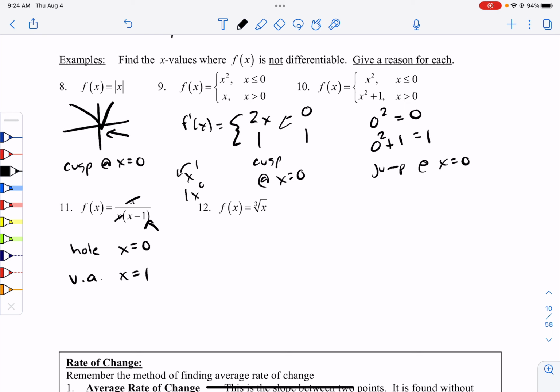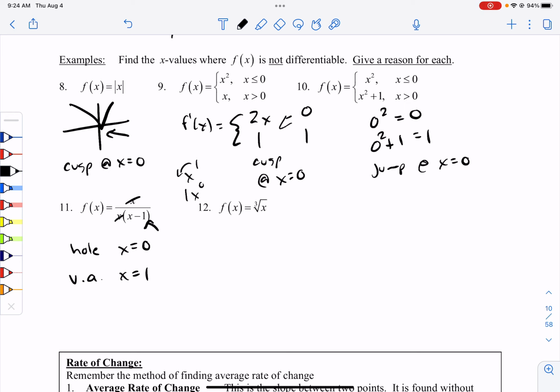Okay, number 12. f of x equals the cube root of x. Okay, I'm going to warn you with cubes. Please, please, please check the derivative and check the function, okay? Because here's what happens.